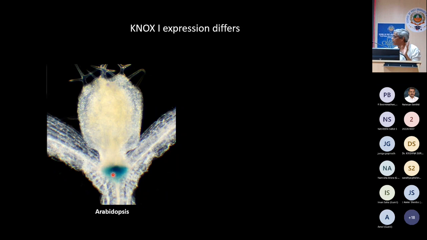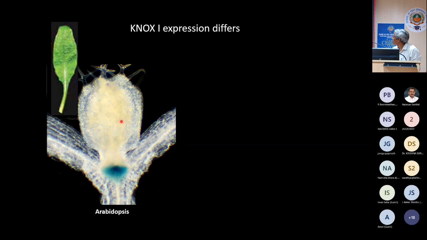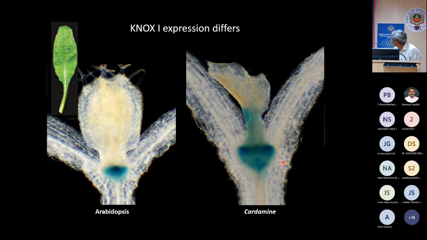However, this is a simple leaf. This is Knox1, but there are several other Knox genes. All of them are expressed in the meristem. And because of this, the leaf is simple. There is no compoundness or leaf division at all. However, in its cousin called Cardamine hirsuta, very early on, this is the meristem. Knox is expressed here, but is also expressed at the base of the leaves. So in a simple leaf, the Knox gene, Knox1 by the way, is expressed only in the meristem. And in the compound leaf, it is expressed not only in the meristem, but also at the base of the leaf. And finally, when this leaf grows, you get a compound leaf.